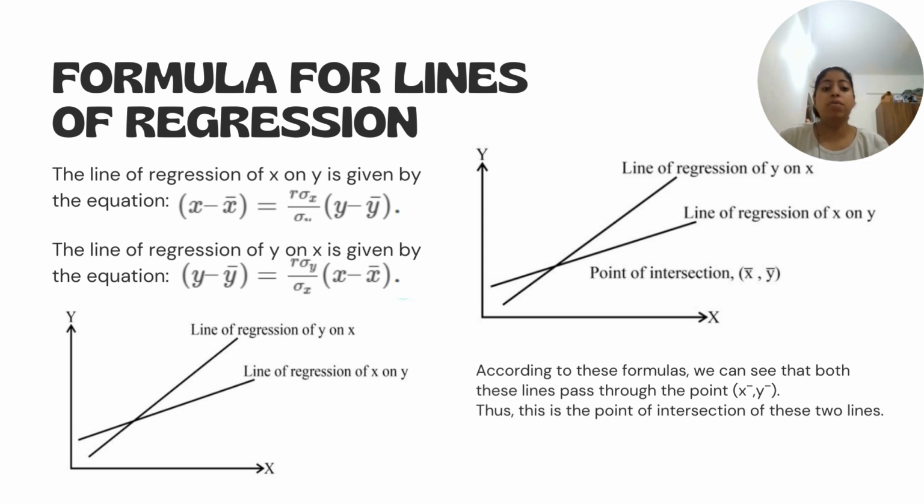According to these formulas, we can see both these lines pass through a point, that is x bar comma y bar. Thus, this is the point of intersection between the two lines of regression.